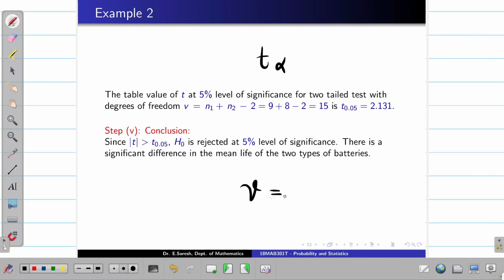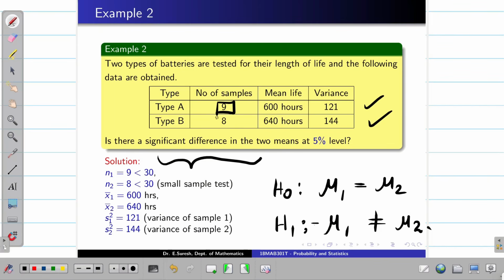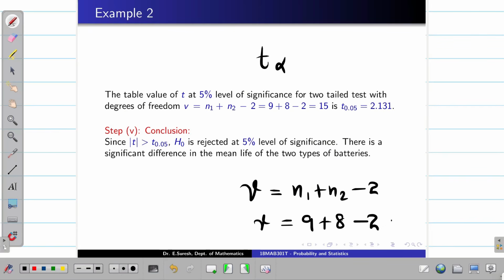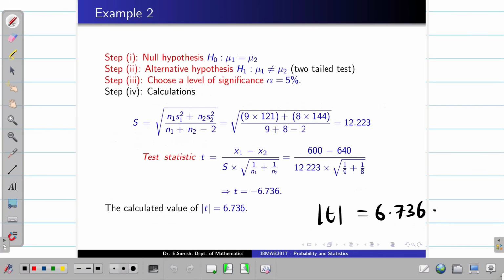Now as usual, we have to find the t alpha value. For this we need the degree of freedom, n1 plus n2 minus 2. My n1 is 9, n2 is 8. According to the question, the number of samples is 9 and 8 for type A and B respectively. Therefore, v is equal to 15. Now we have to go to the table. At 5% level, t alpha value is 2.131.